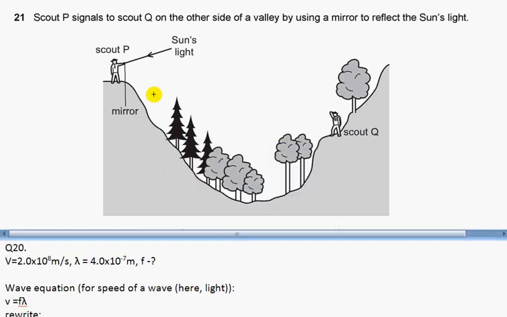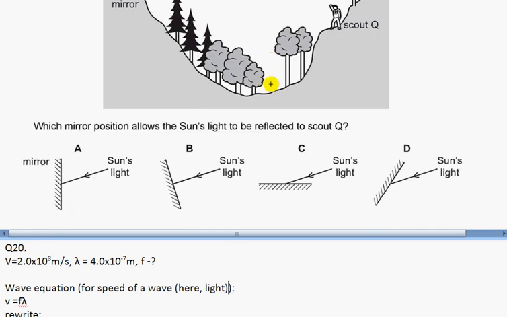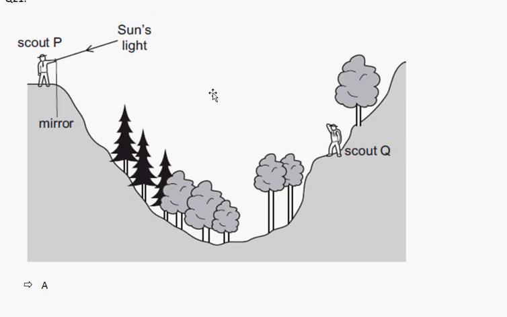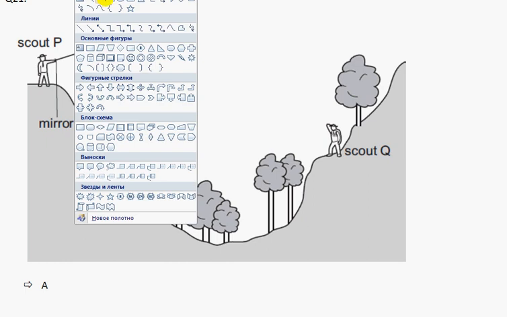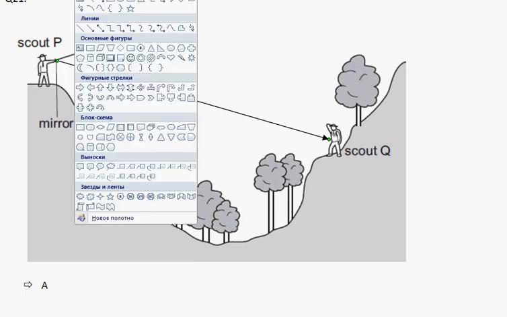So we have here mirror, sunlight. Scout P signals to Scout Q on the other side of the valley by using a mirror to reflect the sun's light. Which mirror position allows the sunlight to be reflected to Scout Q? So I have copied this picture in here. Let's analyze it in here. So we have ruler. We can draw line from Scout P to Scout Q along the path of reflected ray. Let's make it more accurate. Right, like this.